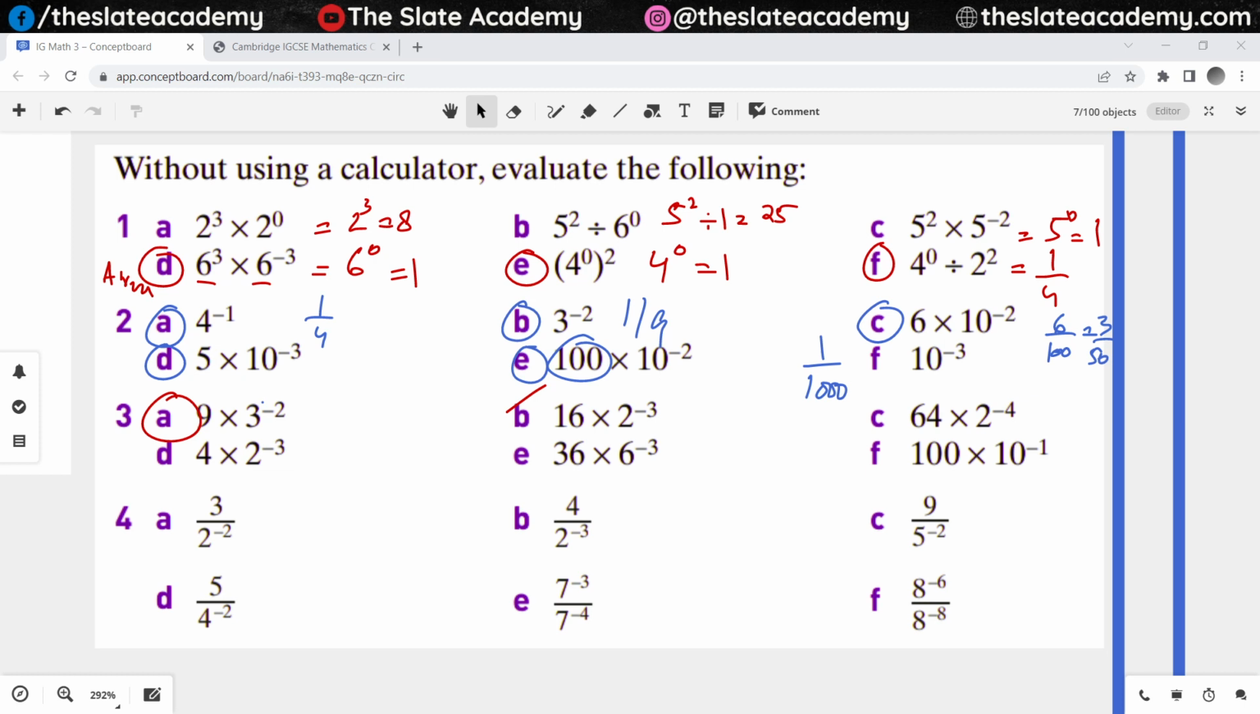1. So it will be 9. 3 to the power minus 2, I'll move it to the denominator. It will become 3 squared or 9. So 9 by 9 will be equal to 1. Miss Aisha, question number 3B. What will be the answer?